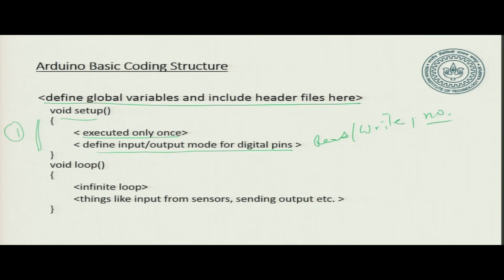After that, we go into the next loop, which is an infinite loop. It will continue unless you stop it, and things like input from sensors, sending output, and controlling motors are all done here. So, what we need to do is set my input and output pins. Then we need to write our program, what we want to do, what the task is. Then we can go back to the development software, which is here.